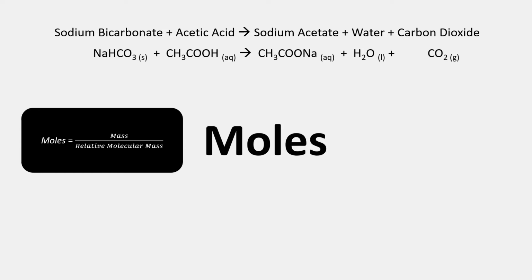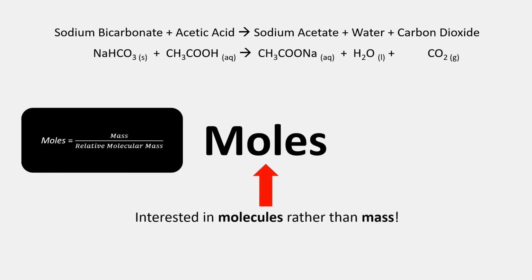Now, what we do is we use moles to solve this problem. So we can see in the reaction above that one molecule of sodium bicarbonate reacts with one molecule of acetic acid. So they react in a ratio of 1 to 1.